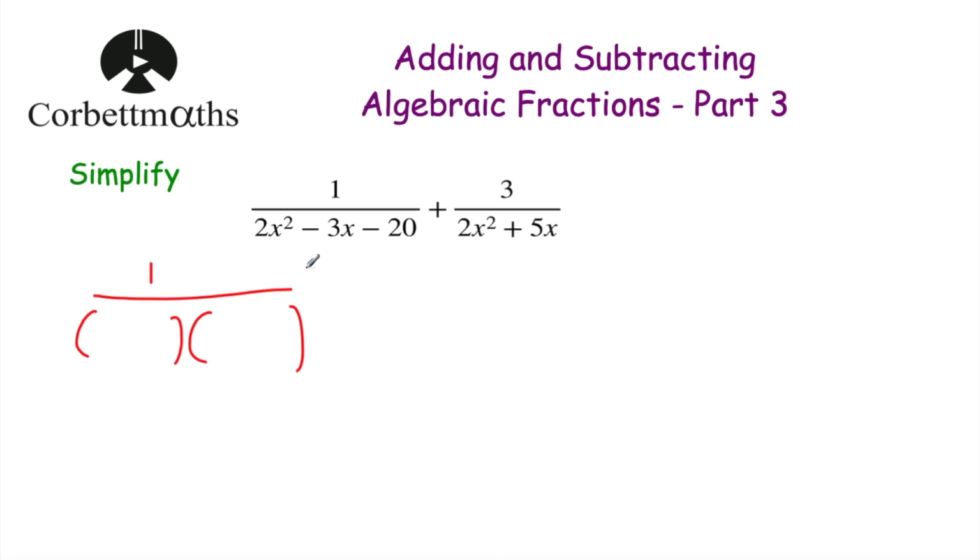I'm just going to factorise this one using inspection, but feel free to use the split in the middle technique if you want to, and there's a great video on Corbettmaths going through the split in the middle technique. So we've got 2x squared, so I'm going to go for 2x and x.